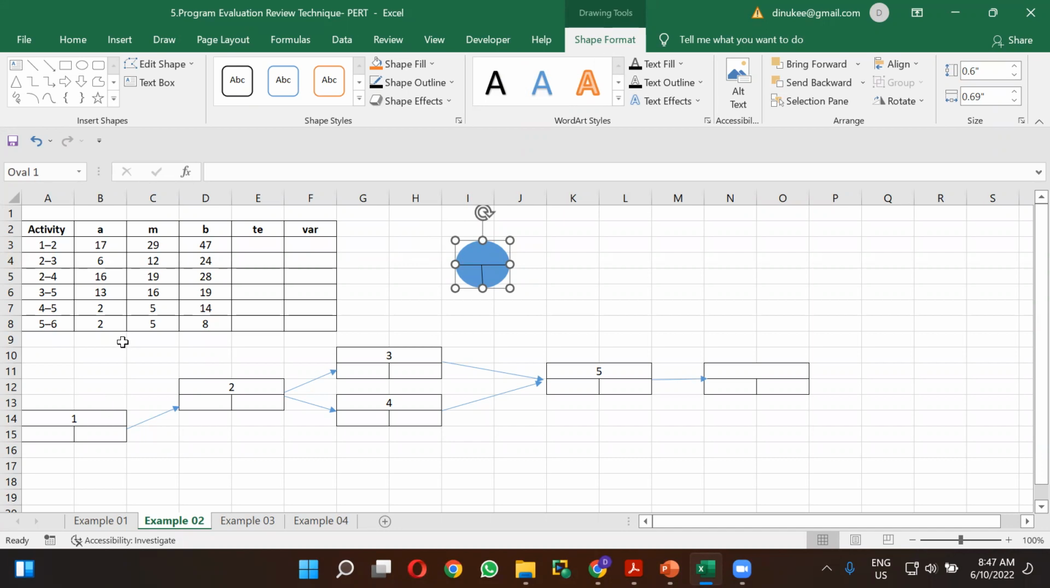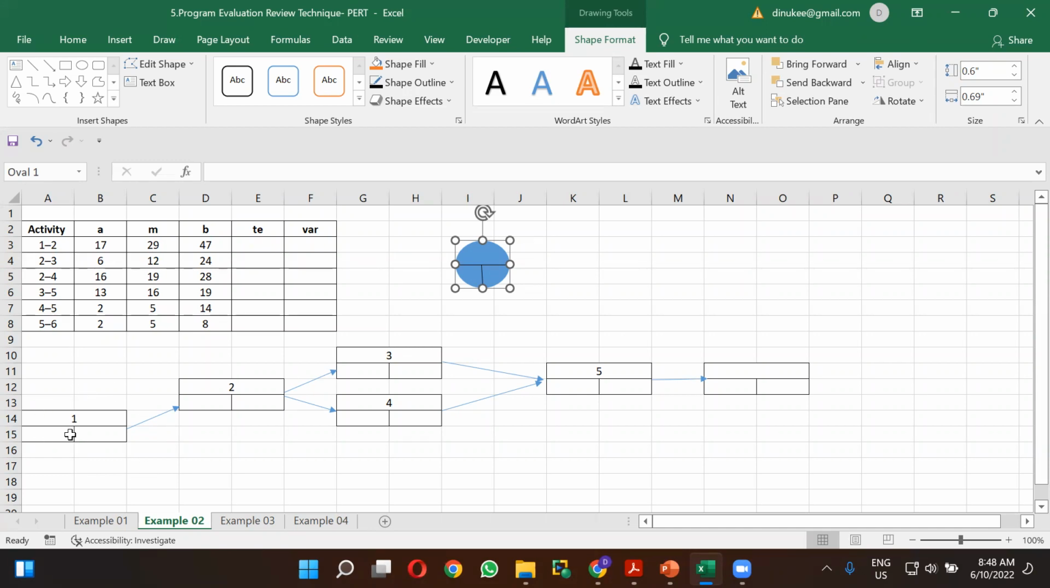Right? So when you are making this calculation, please make sure to draw these boxes as circles and divide the circle this way. In the upper part of the circle, you can indicate the activity name, and then we can calculate the early start and late start time, right? So in this example, you can see activity 1 to 2, right? So I have drawn activity 1.